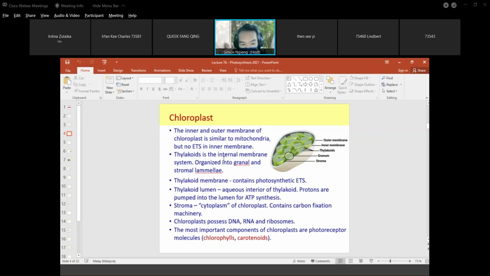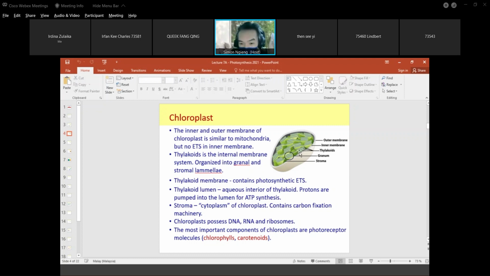Okay, so these are the description. Thylakoid membrane contains photosynthesis electron transport system. Okay, so this is where your light reaction takes place. If you recall from the previous slide, in light reaction, you have the energy shining onto the photosynthetic system, which is basically your thylakoid membrane.